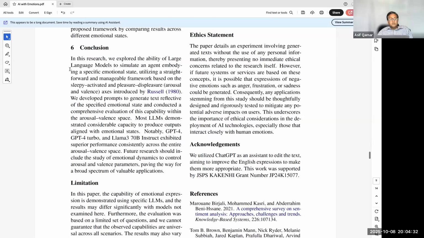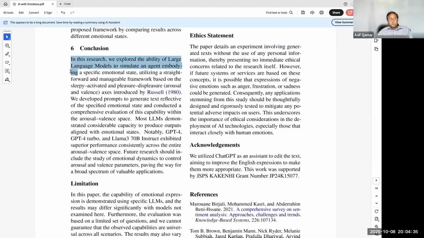In the conclusion, as we can imagine, we explored the ability of LLMs to simulate an agent embodying a specific emotional state, utilizing the framework called the Russell framework. Most LLMs demonstrated a considerable capacity to produce outputs with emotional state. We saw that at least for GPT-4, it is well beyond 0.5, at 0.678 in cosine similarity. And they noted that Llama 70 billion instruct exhibited superior performance consistently across the entire space.